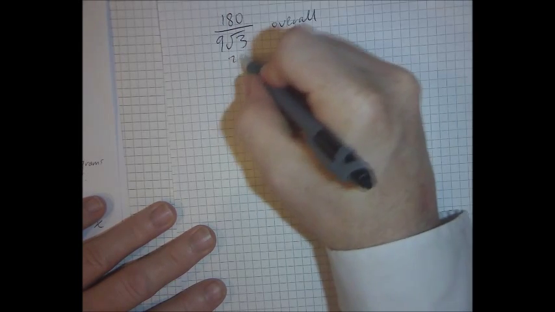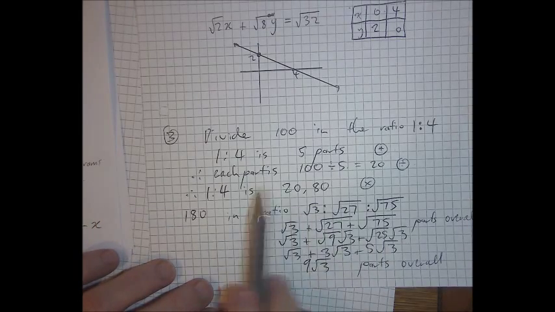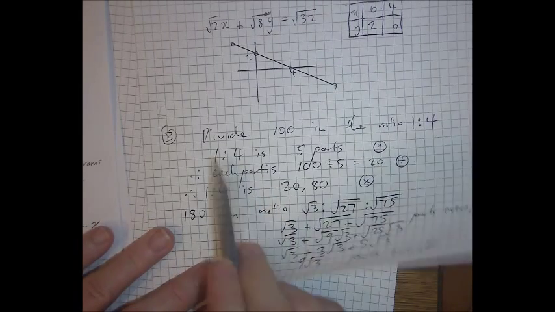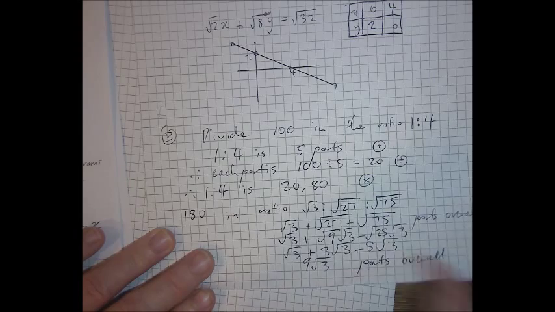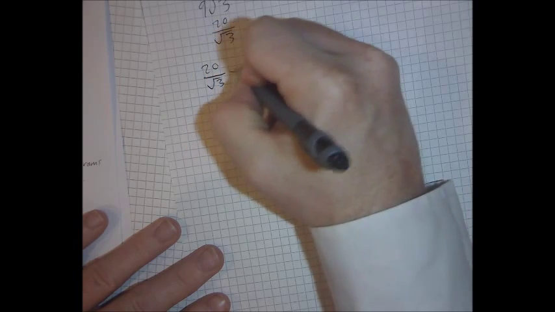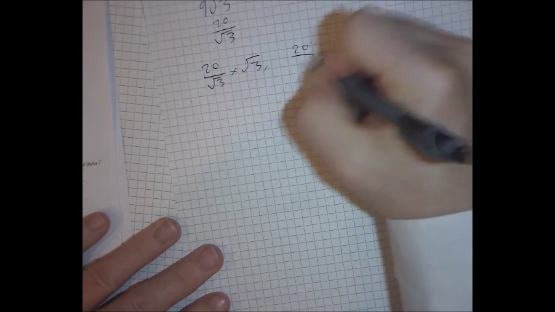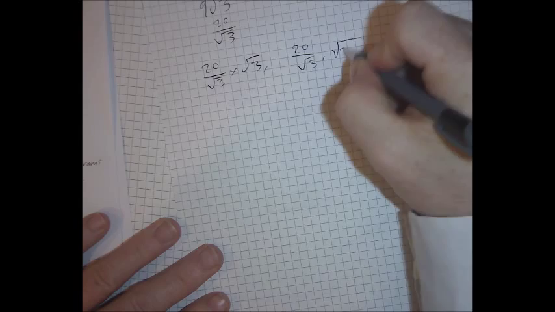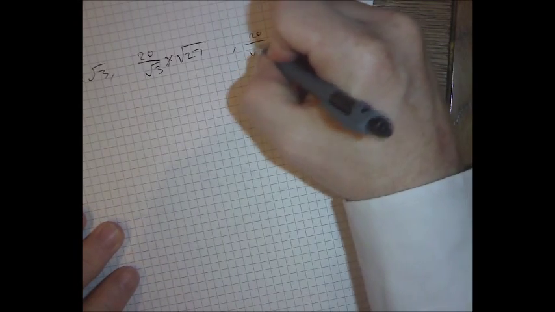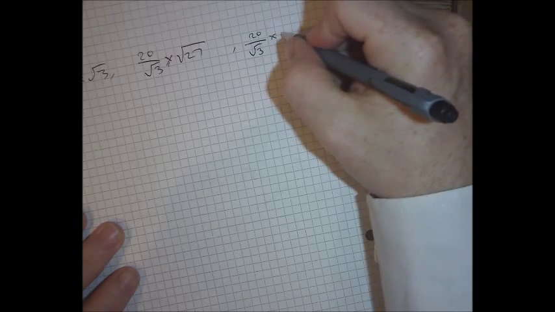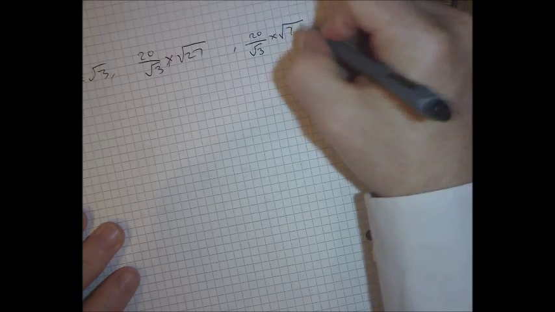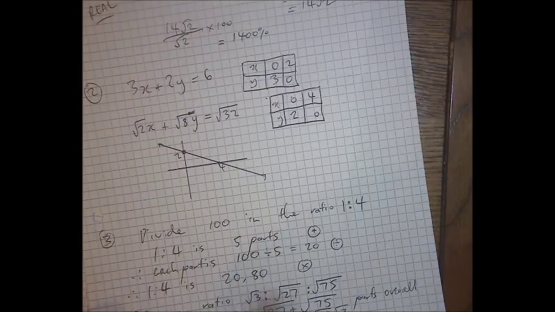And that's 20 over root 3. In the simple problem, I then take what each part is worth and I multiply it by the constituent parts of the ratio. So 20 times 1, 20 times 4. I'm now going to do 20 over root 3 times root 3, 20 over root 3 times root 27, 20 over root 3 times root 75. I think they were the parts. Yes, they were.